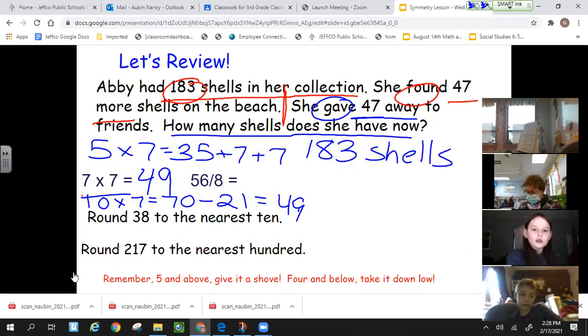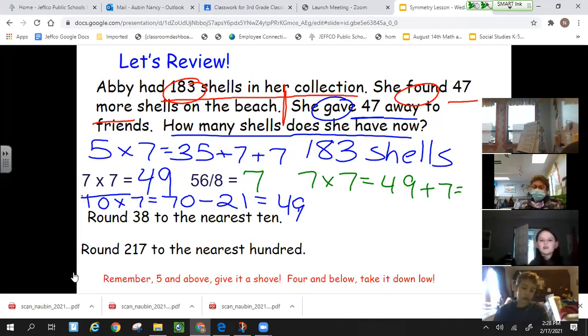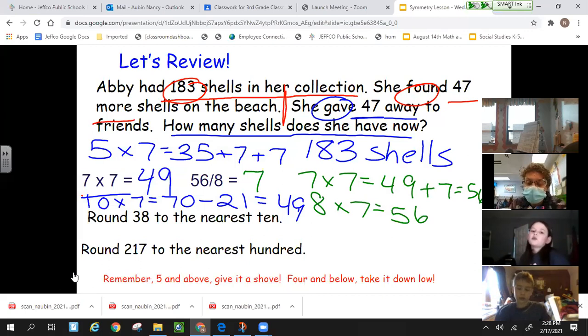All right, 56 divided by 8. Robert, you look eager. 56 divided by 8 equals 7. How do you know? How I know that is because I'm also doing it, but it's not a times problem. I knew that 7 times 7 is 49, and then 49 plus 7 more, which equals 56. So then I know that it would be 7 because 7 is the missing number of that triangle.